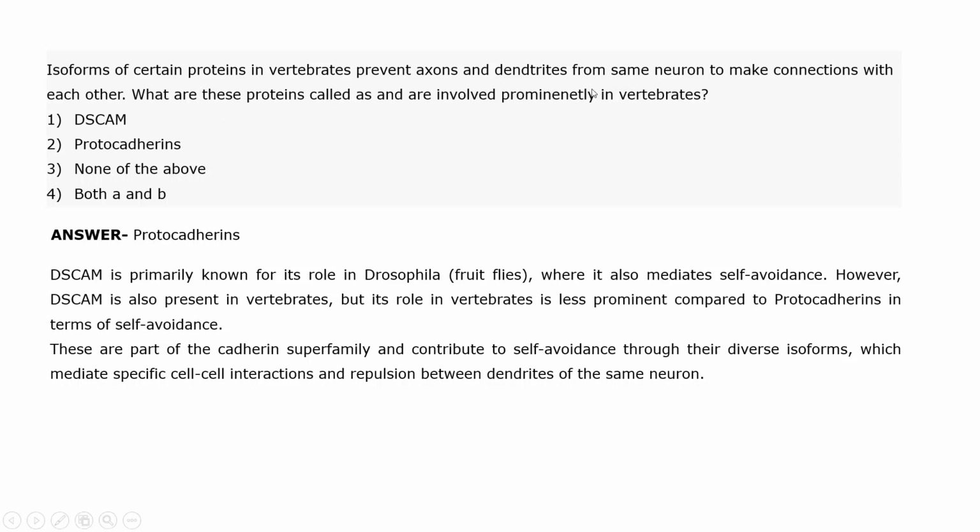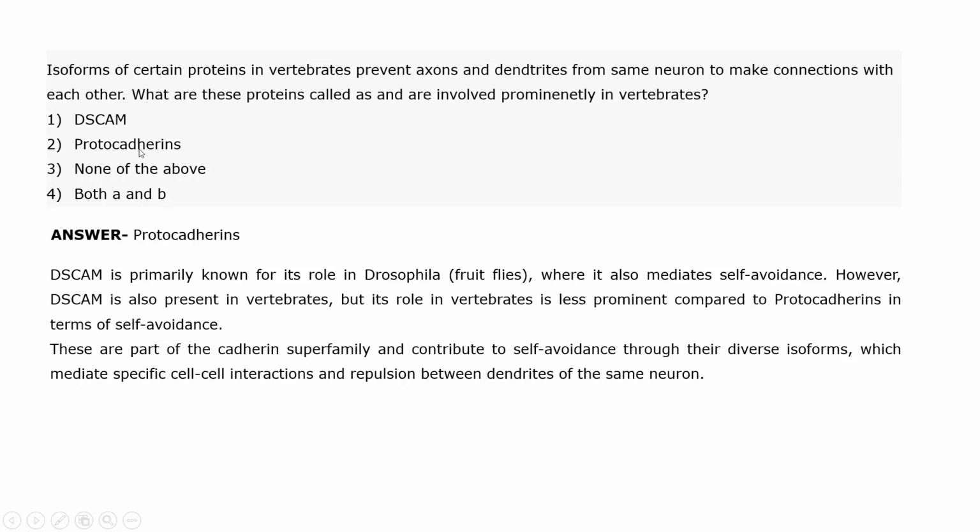So DSCAM is one such protein that is found in Drosophila, while protocadherin is found in vertebrates, and it has a similar function to what is found in the case of DSCAM. In vertebrates, DSCAM is also present, but its functionality is less prominent compared to protocadherins. It is commonly found in Drosophila, fruit flies, where it mediates self-avoidance. However, DSCAM is also present in vertebrates, but its role in self-avoidance is less prominent compared to protocadherins. These are part of the cadherin superfamily.